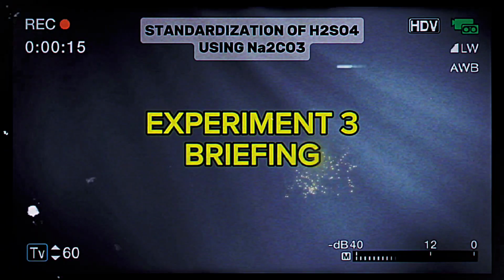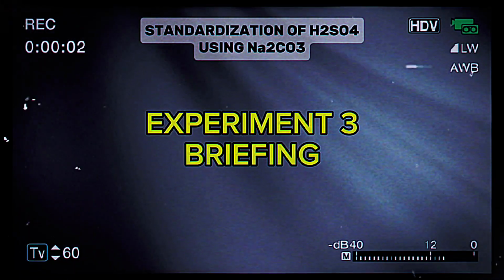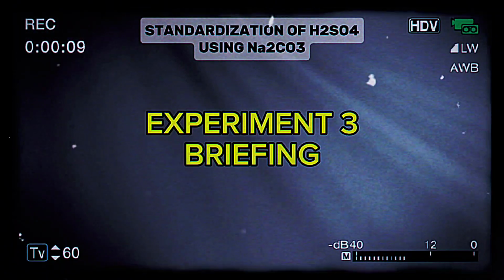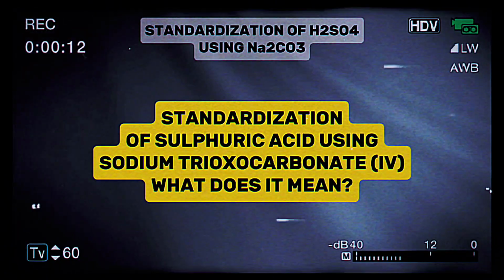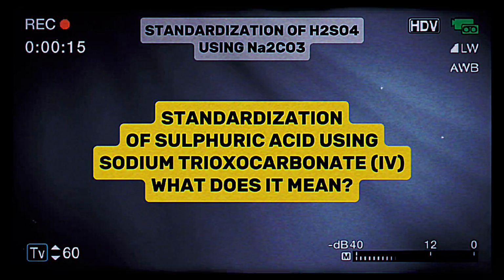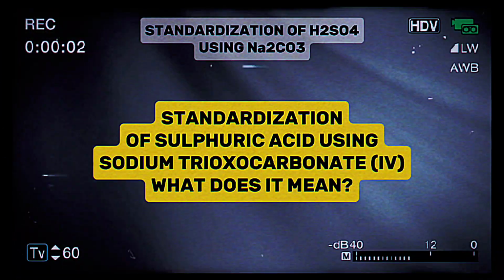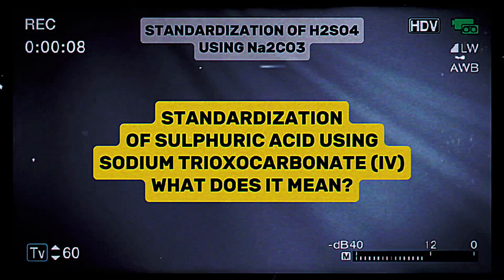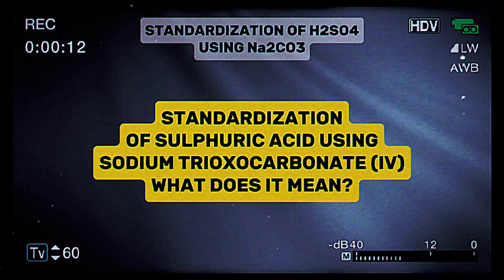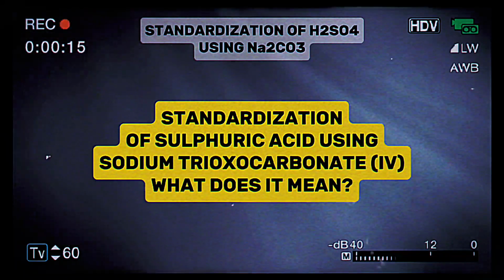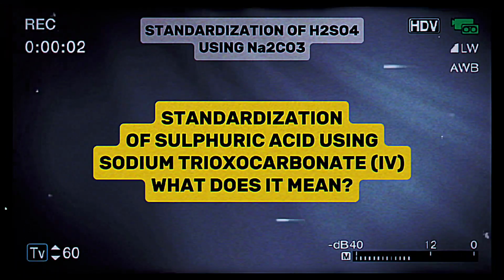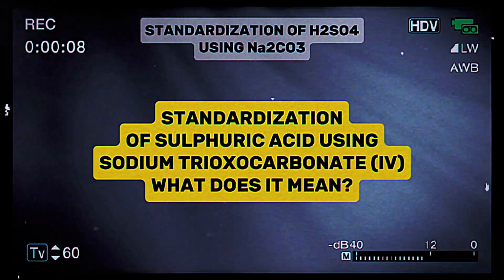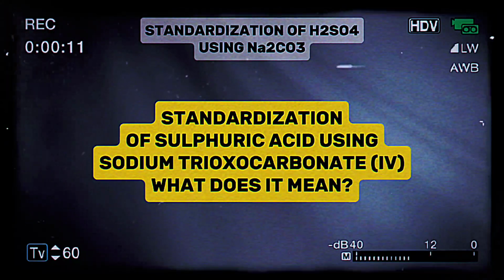So this is standardization of sulfuric acid using sodium trioxocarbonate(IV). If you could remember in our previous experiments, we've dealt with what standardization is, primary, secondary standards, right? So to standardize means to determine the concentration of a given solution. In this case, this experiment will be concentrating on the determination of the concentration of sulfuric acid using sodium trioxocarbonate(IV). That is what standardization means.